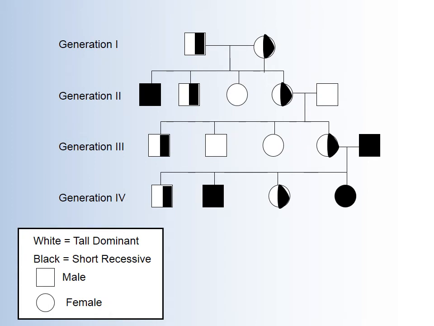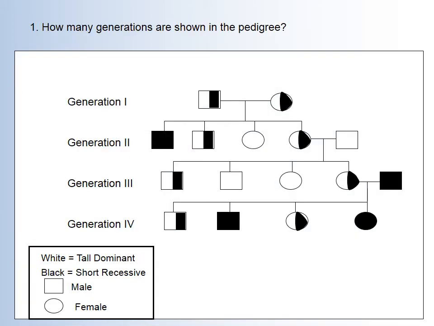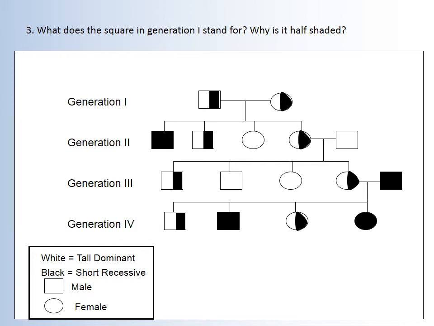Okay, so on your notes, I put down this pedigree, and I want you to go ahead and analyze it. How many generations are shown in this pedigree? You should have put down 4. How many offspring did the parents in the first generation have? Let's see, they had 1, 2, 3, they had 4 offspring. What does the square in generation 1 stand for? It's a male. And then why is he half shaded? Because he is a carrier of the trait.